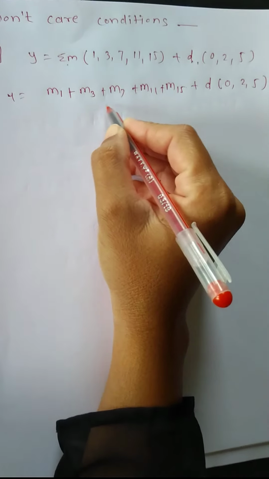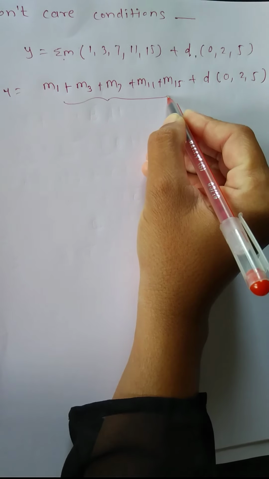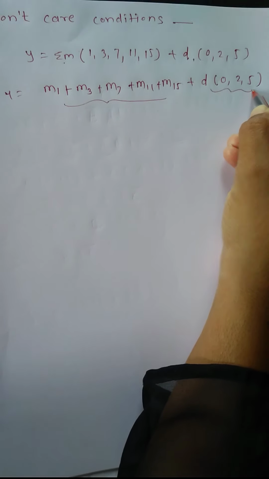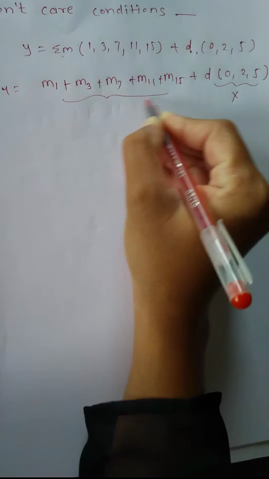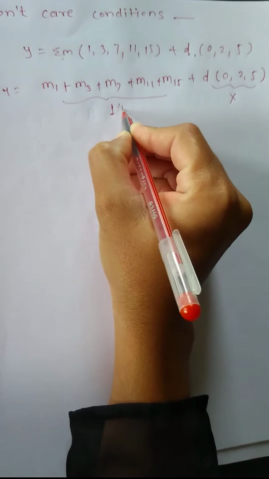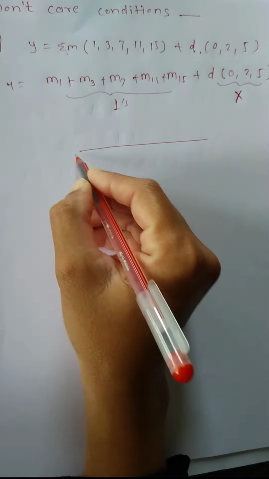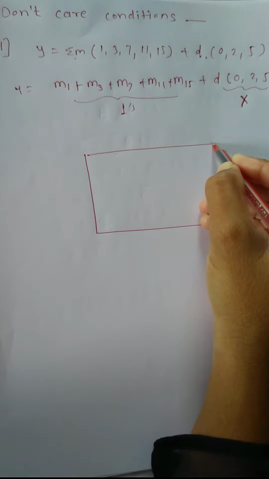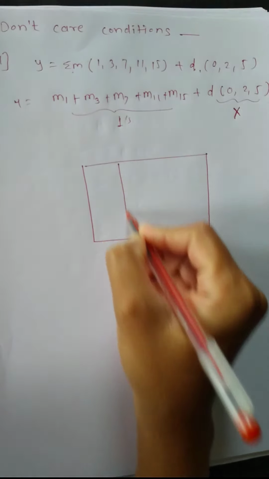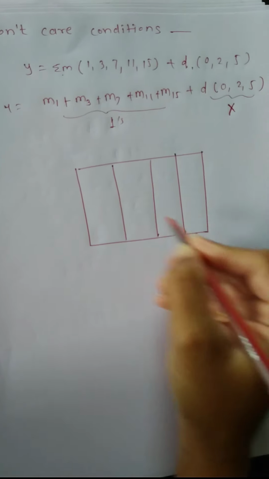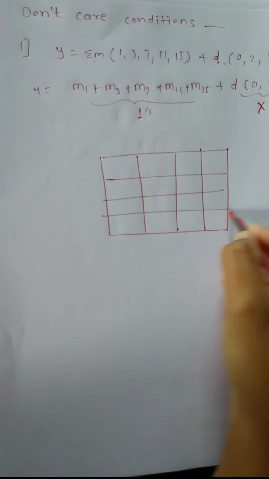Next, these are the regular minterms, and these are the don't care conditions. The minterms are entered as ones, and the don't cares are entered as a cross. So these are the values from 0 to 15, and for this we require a 4-variable K-map structure. For a 4-variable K-map structure, there are 16 boxes.